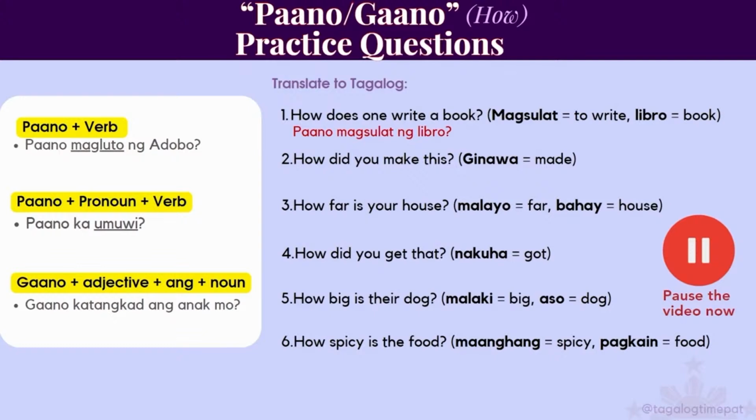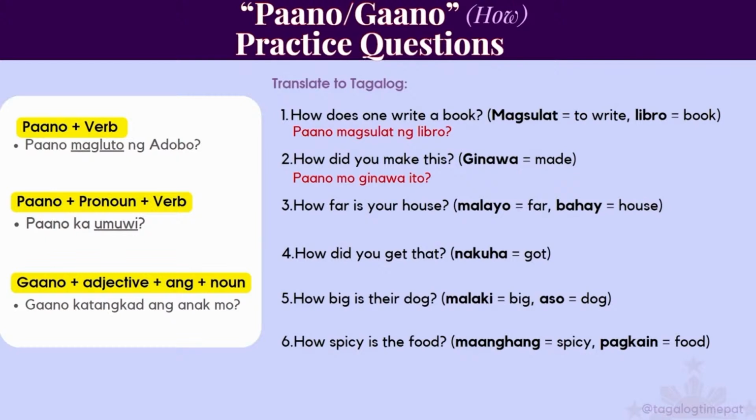Okay, welcome back. Let's do number 2. How did you make this? Ginawa means made. Paano mo ginawa ito? So that's following rule number 2. Paano, then the pronoun, then the verb. Paano mo ginawa ito?